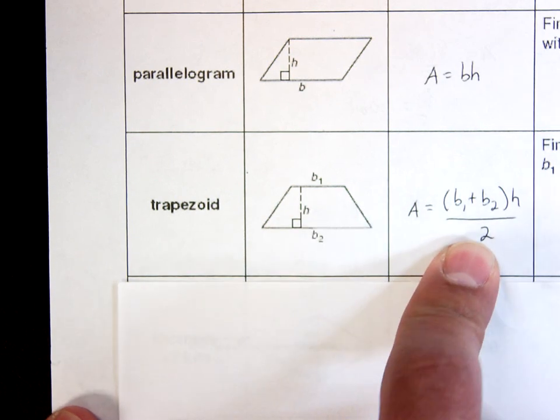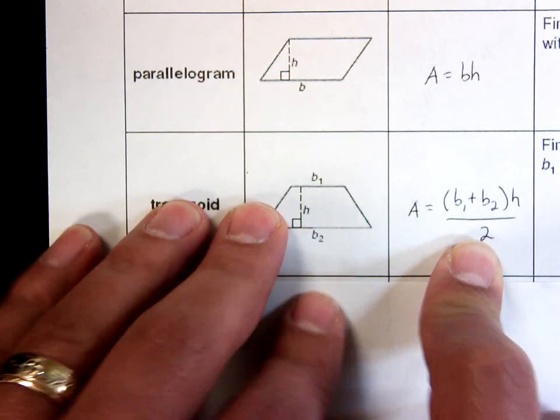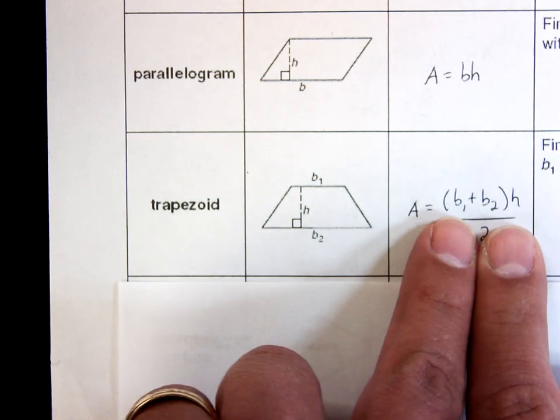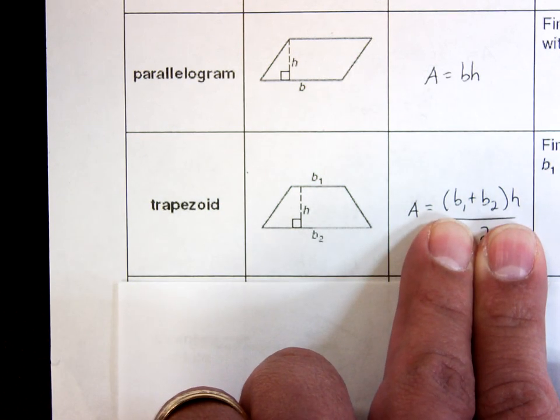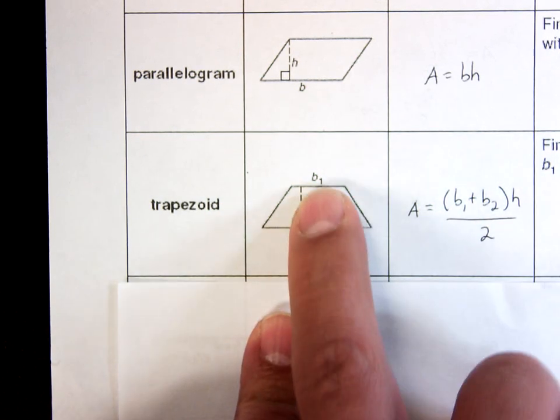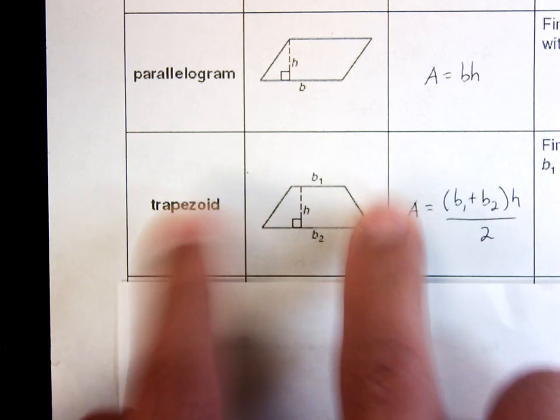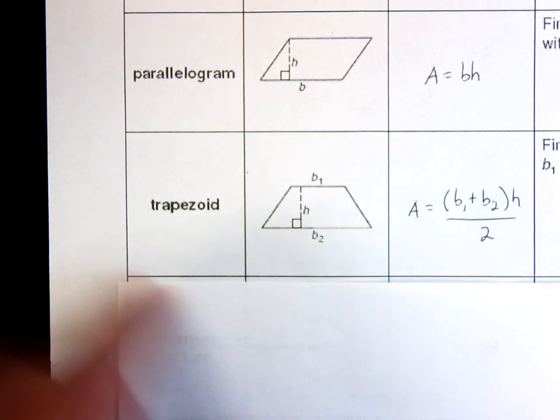Again, you don't have to memorize these. They're on your formula chart. You just have to know how to use them. And you've got to understand that your two bases, this base 1 and base 2, are the two sides of the trapezoid that are parallel to each other. So it's not the two legs. These are the two bases, the ones that are parallel to each other.